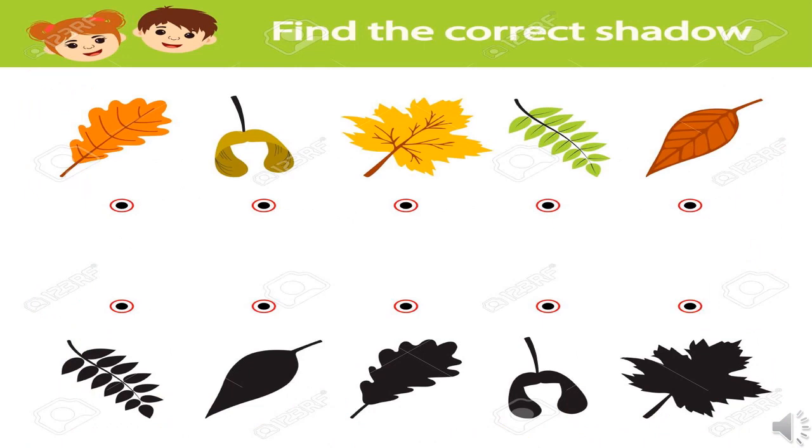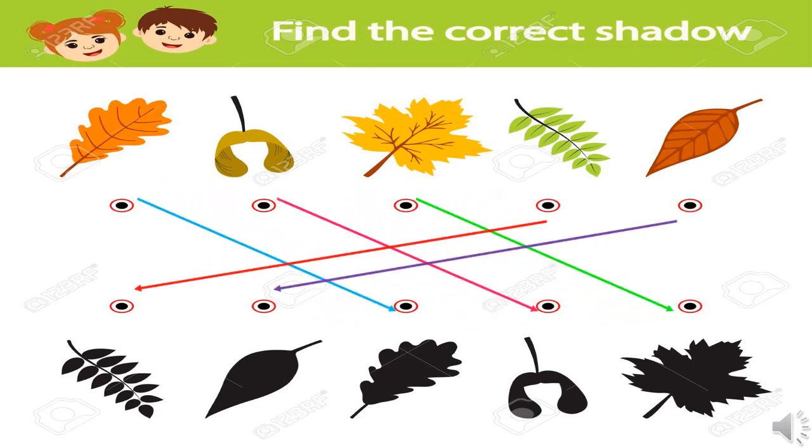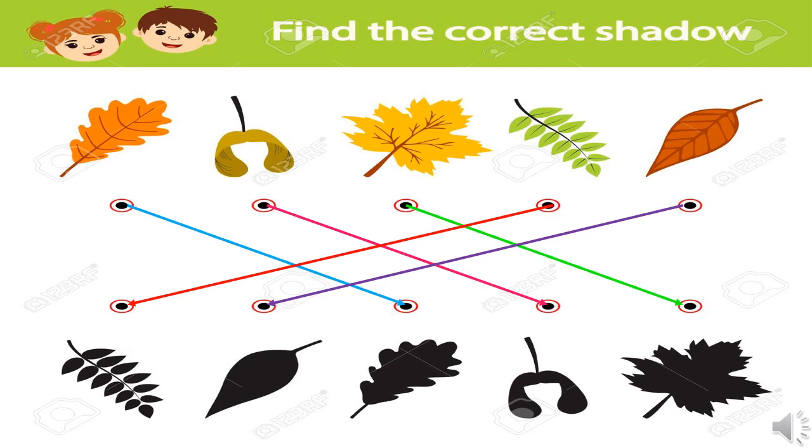In the last video, we have seen that leaves can be of different shapes, colors, textures, margins, and even smell. Now, we will revise that concept once again. In this picture, you can see that leaves are given and their shadows are given. But the shadows are not in order. I want you to identify the correct shadow of the leaf. Now you can see whether you have matched the correct pairs or not.